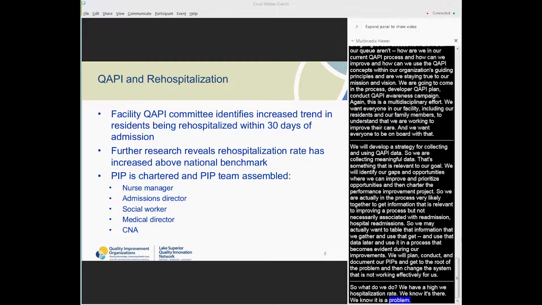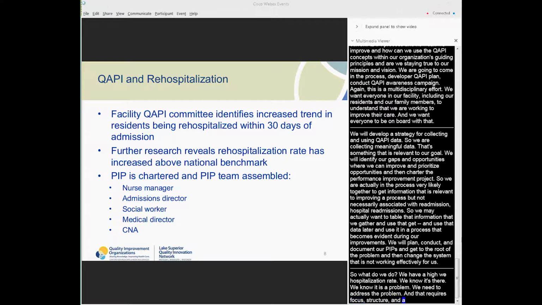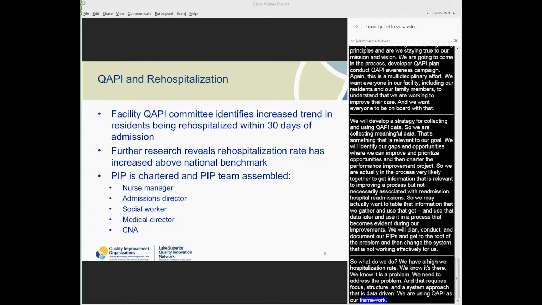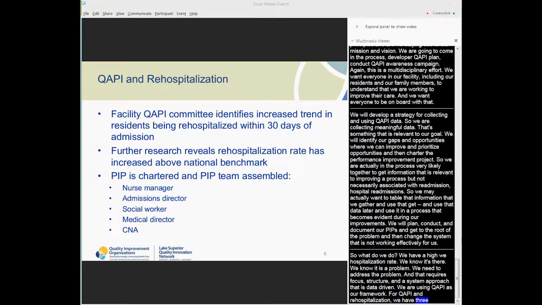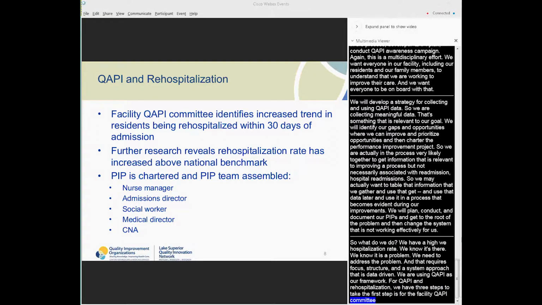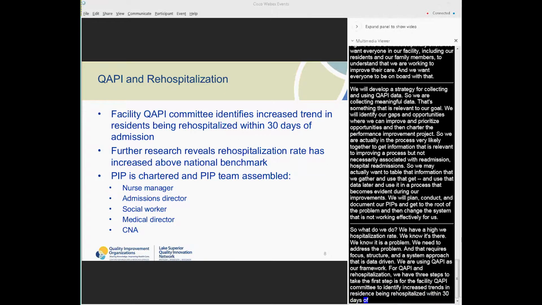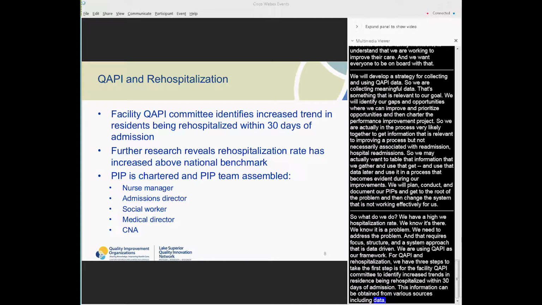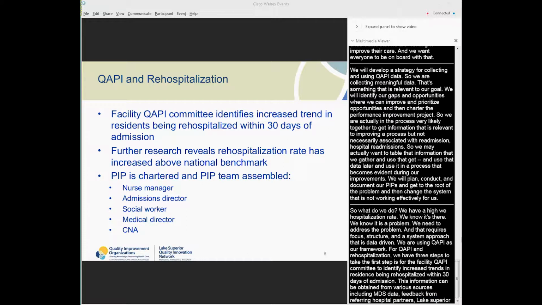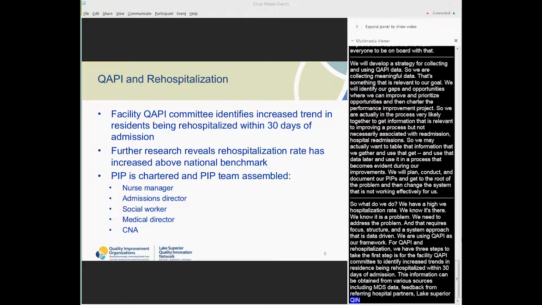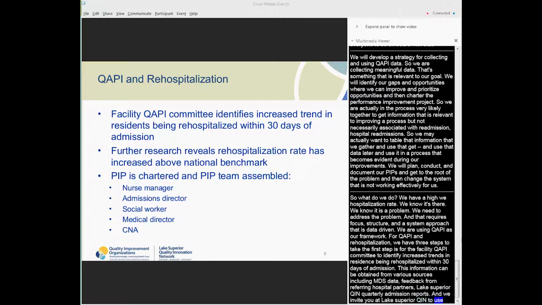So for QAPI and rehospitalization, we have 3 steps to take. The first step is for the facility QAPI committee to identify increased trends in residents being rehospitalized within 30 days of admission. This information can be obtained from various sources, including MDS data, feedback from referring hospital partners, Lake Superior QIN quarterly readmission reports, and we invite you at Lake Superior QIN to use us as a resource. We are able to provide you with much data that can inform your process. That's actually why we exist, and we love it.